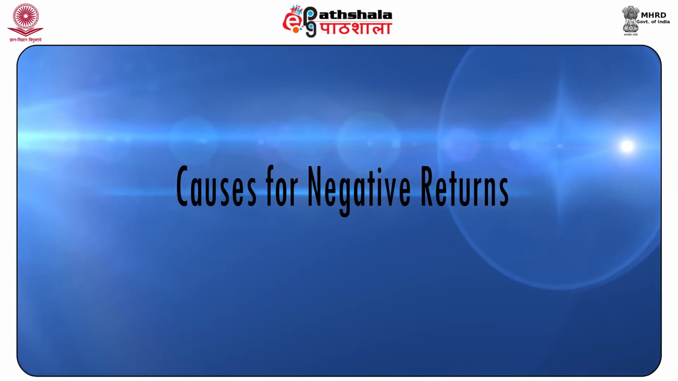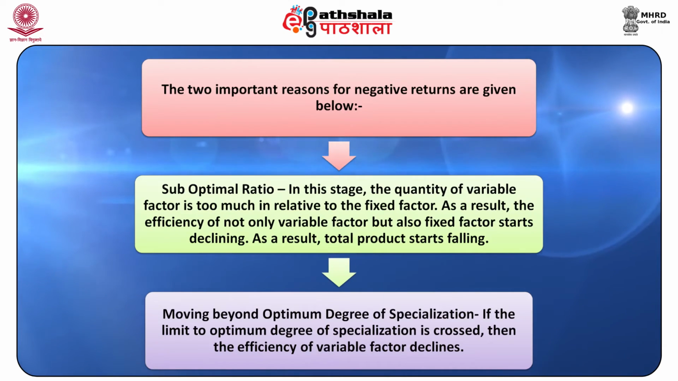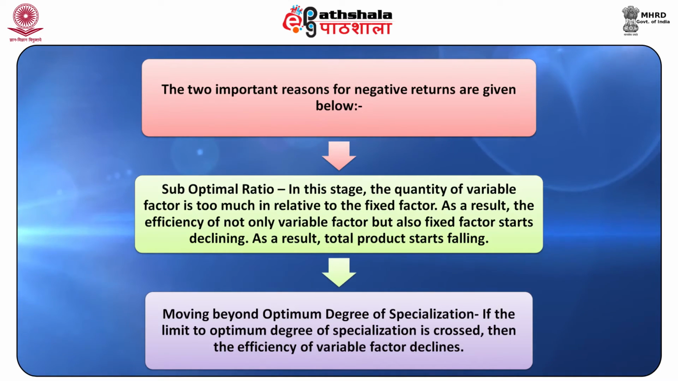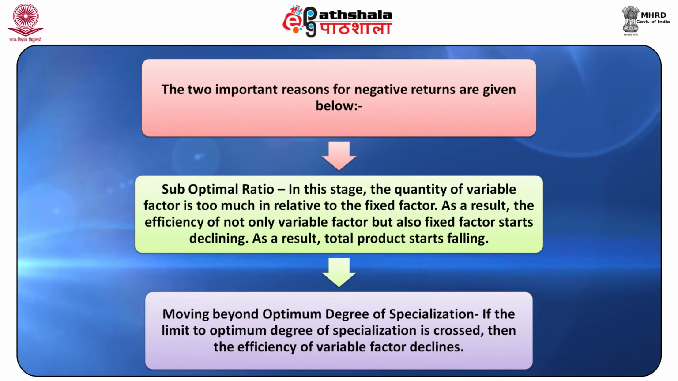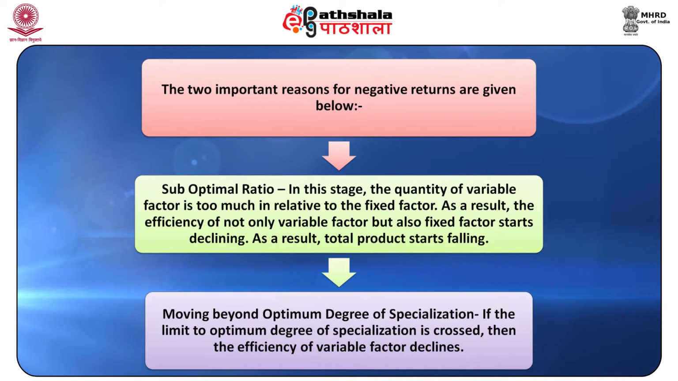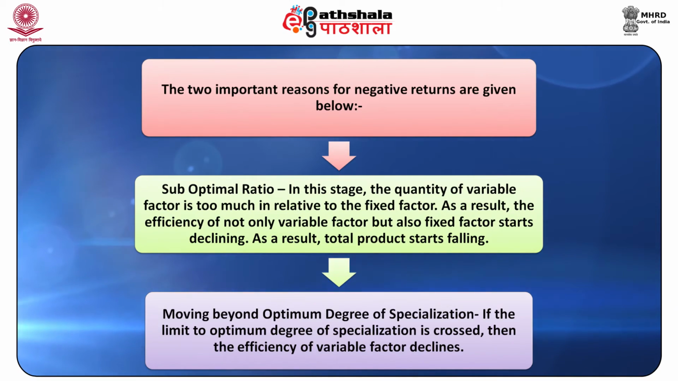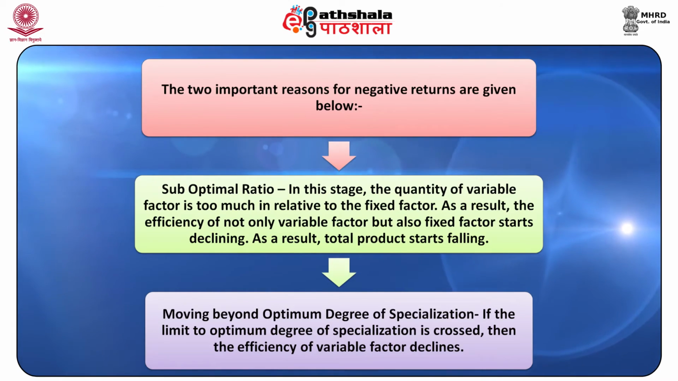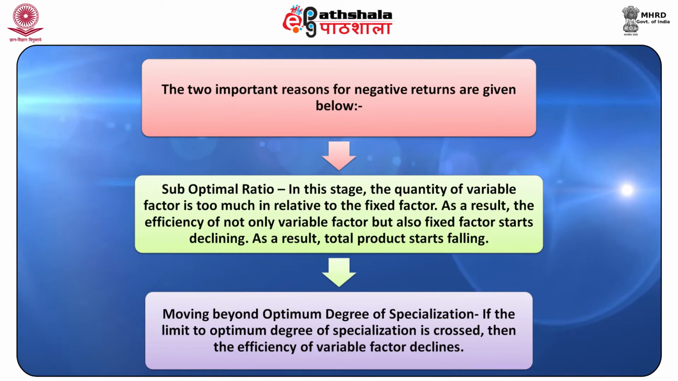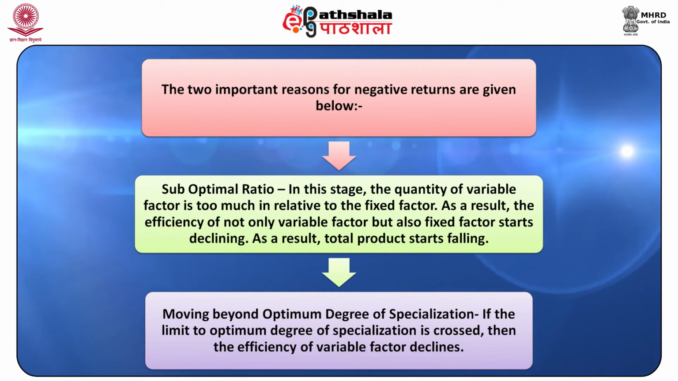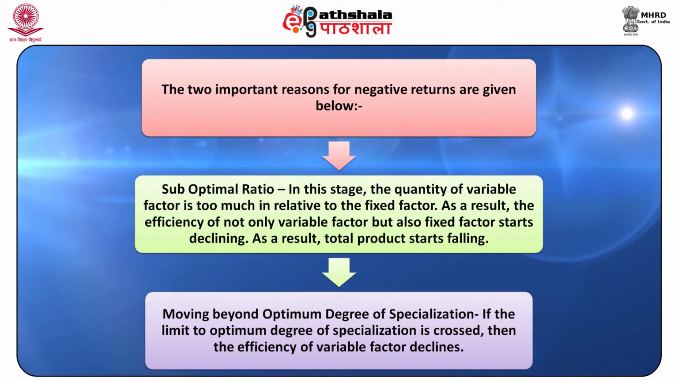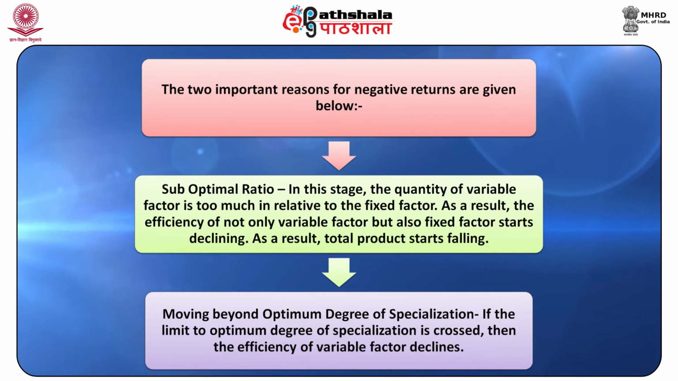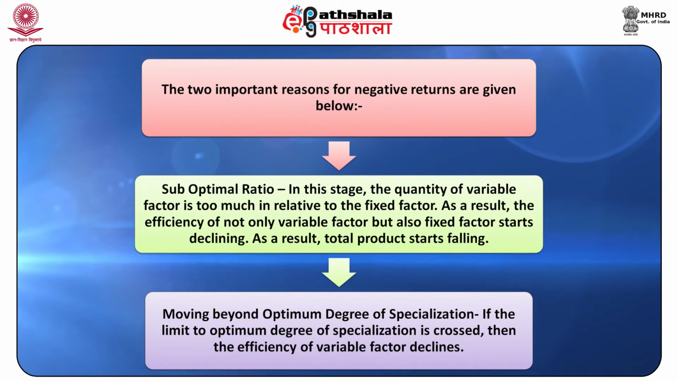Causes for negative returns. The two important reasons for negative returns are given below. First, suboptimal ratio. In this stage, the quantity of variable factor is too much relative to the fixed factor. As a result, the efficiency of not only the variable factor but also the fixed factor starts declining. As a result, total product starts falling. Second, moving beyond the optimum degree of specialization. If the limit to optimum degree of specialization is crossed, then the efficiency of variable factor declines.